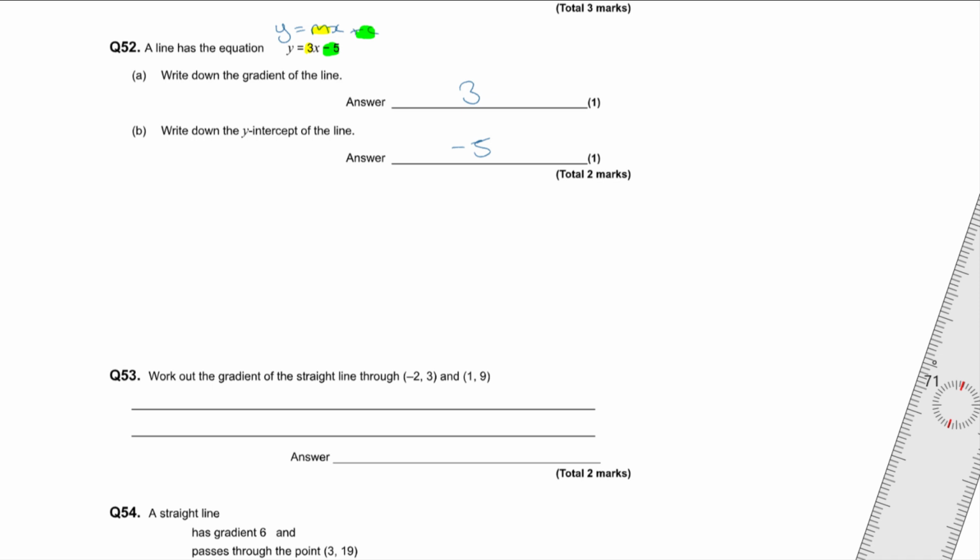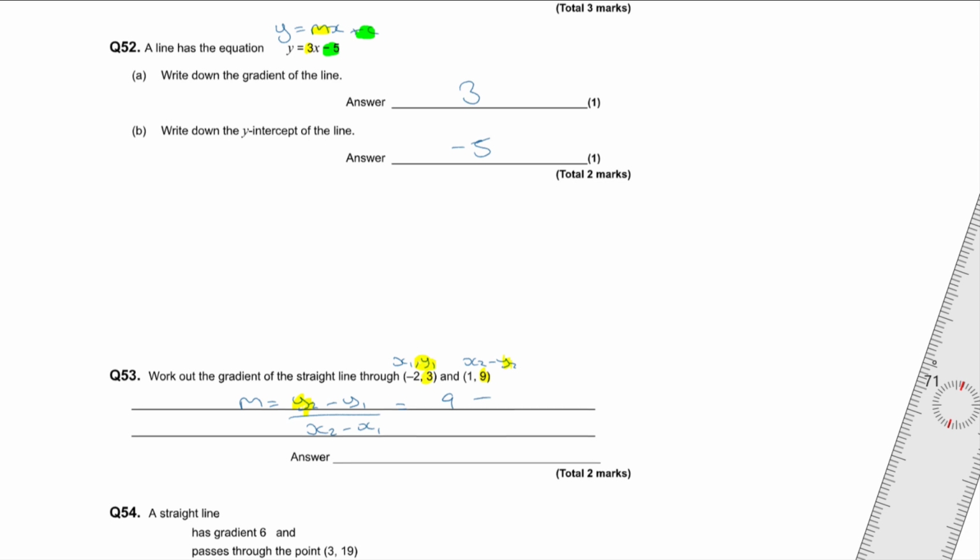Question 53. Work out the gradient of the straight line through -2, 3 and 1, 9. Okay? Now there's a formula for doing this. You can say that m is equal to y2 minus y1 over x2 minus x1. If you're good at remembering formulas, that's the best way to do it. So this one here is x1, y1, and this one is x2, y2. So subbing those values in, y2 is there, it's the 9. So 9 minus y1 is that one, that's 3.